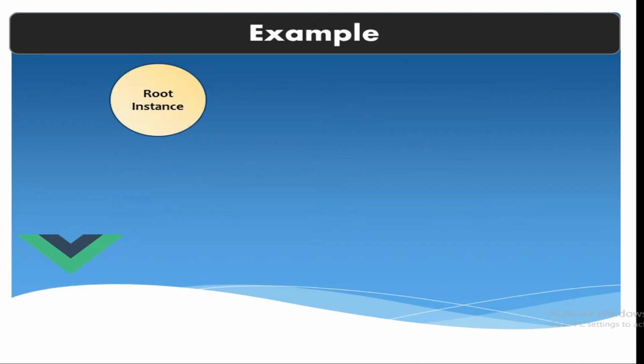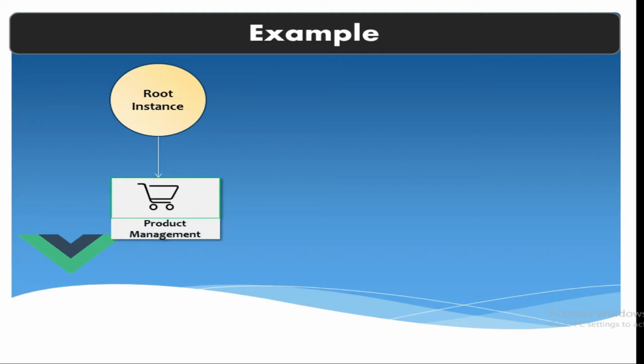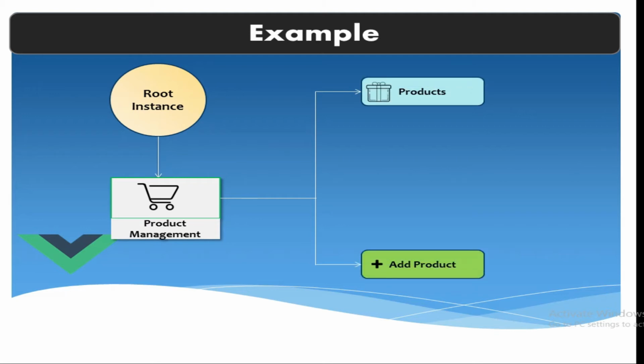So here is our root instance, and let's say we are creating a product management app. Okay, and let's consider this as a main component or parent component. Now in product management there can have several options like add product to show a list of products, then edit product, and then delete product. So under this main component, or I should say product management component, there should have at least two subcomponents, which is products and add product.